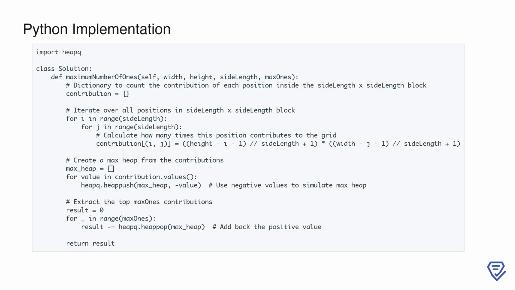Next, these contributions are stored and pushed into a max heap, implemented using Python's heap with negative values to simulate a max heap. This allows us to efficiently retrieve the positions with the highest contributions. Finally, the algorithm retrieves the top maxOnes contributions from the max heap and adds them to the result. This ensures that the sum of contributions, i.e., the number of ones in the matrix, is maximized while respecting the maxOnes constraint. The code is efficient, as it avoids constructing the full grid explicitly and focuses only on the smaller block of size sideLength x sideLength. This makes the solution suitable for large values of width and height.